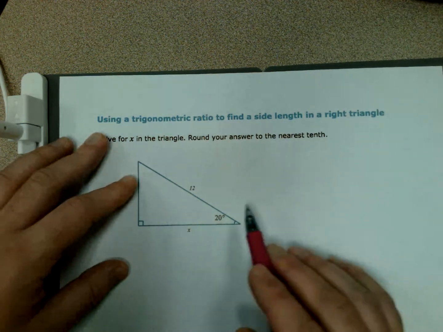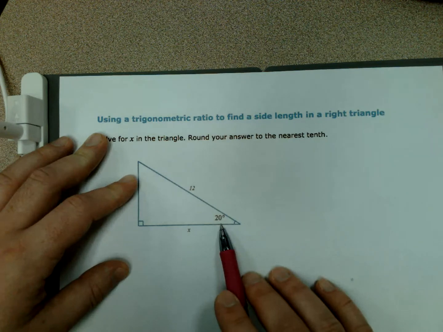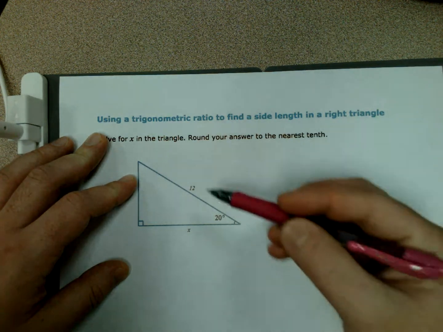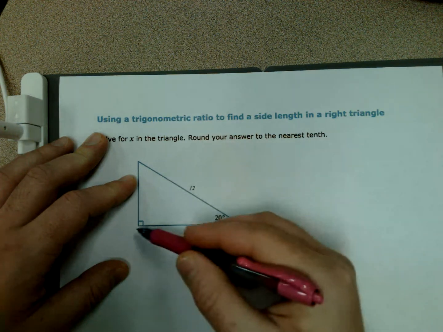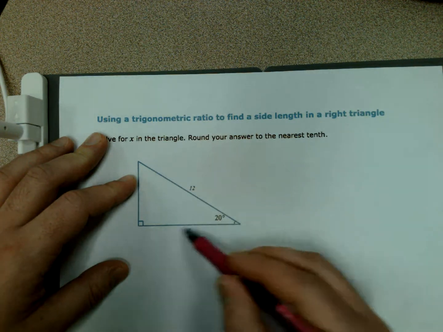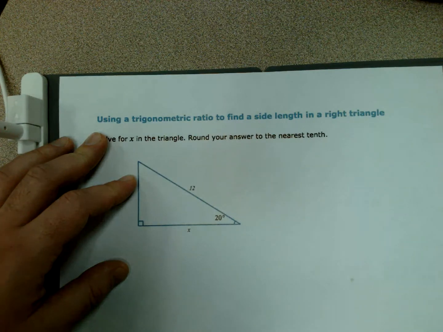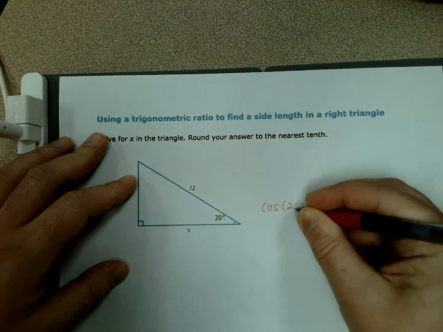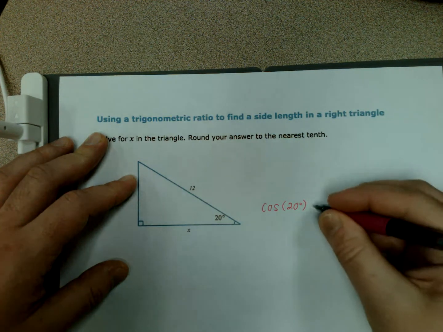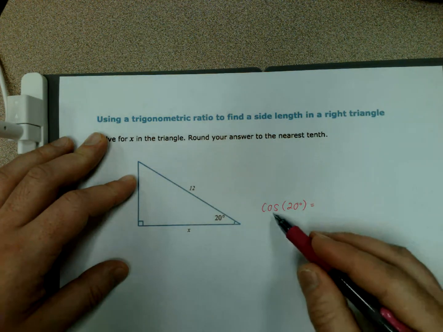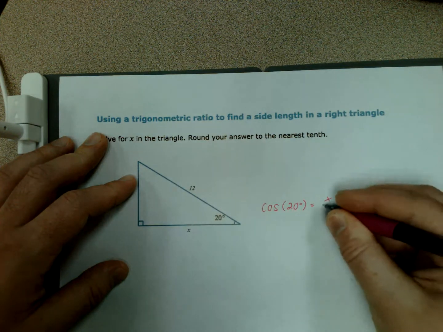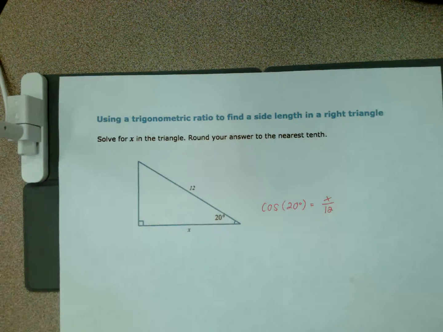So setting this up, I need to figure out with this as my reference angle, which trig function out of our standard sine, cosine, and tangent would connect this side to this side. So we have our hypotenuse and the adjacent side, so that's going to be cosine. So I'm going to set this up with just the information I have. So cosine of 20 degrees, that's my reference angle, equals, cosine is adjacent divided by hypotenuse, so adjacent is x, and hypotenuse is 12. So we end up with cosine of 20 equals x divided by 12.